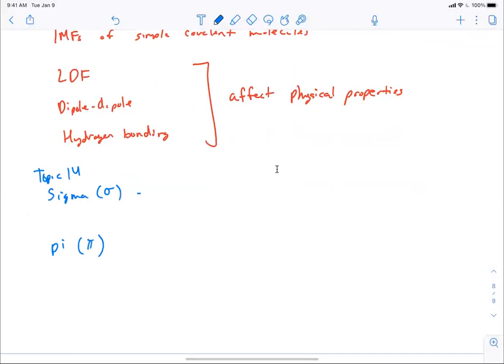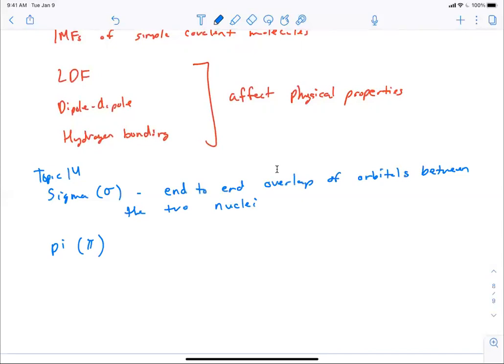And so a sigma bond is an end-to-end overlap of orbitals between the two nuclei. And so it creates a density of electrons in between the two nuclei that are bonding together.